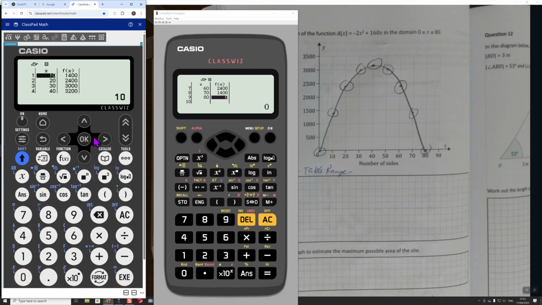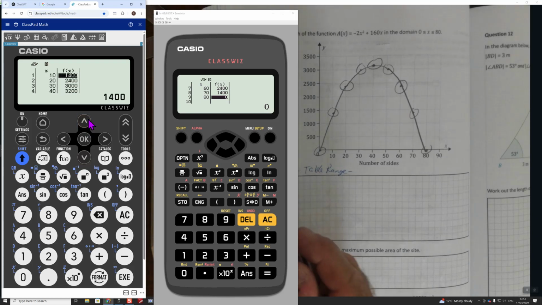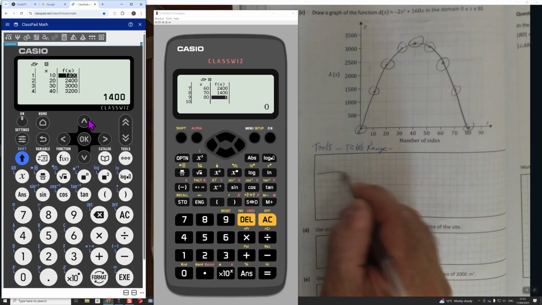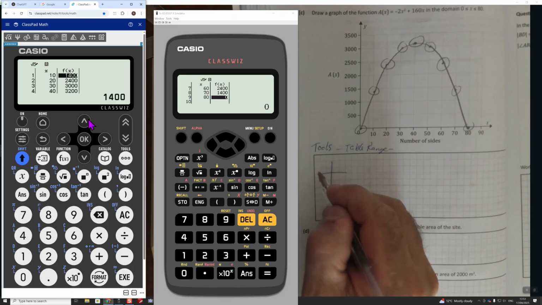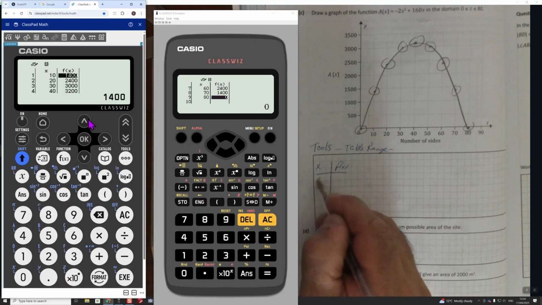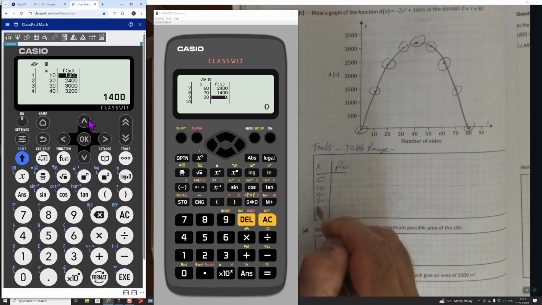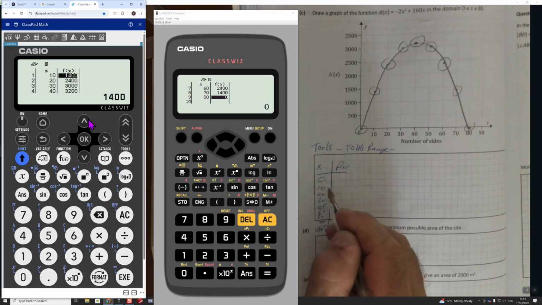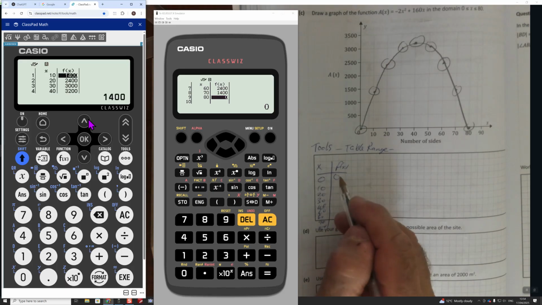Okay, and it has gone ahead and executed all of them, and I'm getting the same values as I did the last time. I will use a vertical table here, so just copy down what I see on my calculator, x, f of x, and we'll go 0, 10, 20, 30, 40, 50, 60, 70, 80. Okay, 0, 1400, etc.